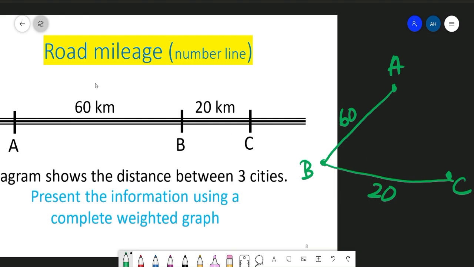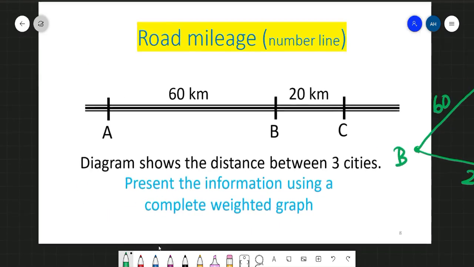Must be 60 kilometers plus 20 kilometers. That will be 80 kilometers. So from A to C will be 80 kilometers, and just write 80 only. We very seldom write down the unit, so we just write the number. So we have 20 here, we have 60 there, and we have 80. So this is a complete weighted graph. Okay, so that's the way to do it.